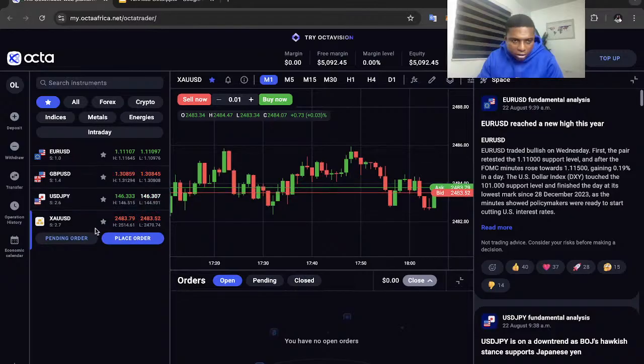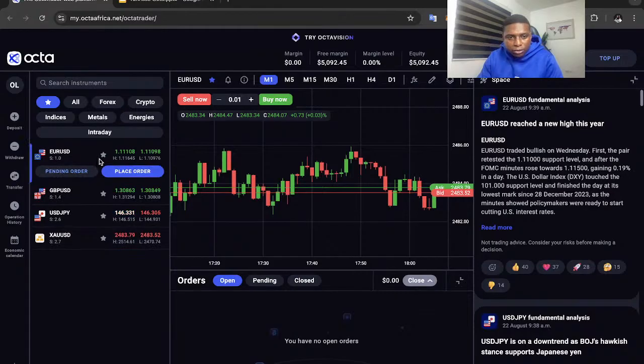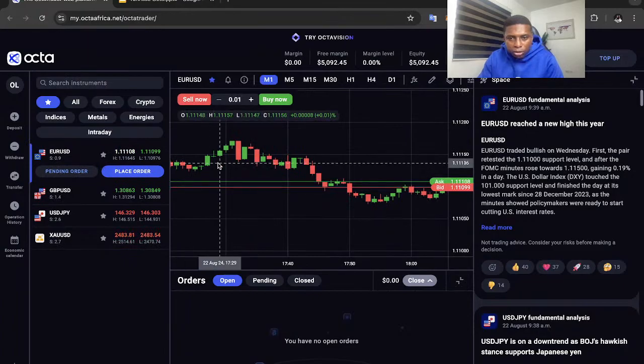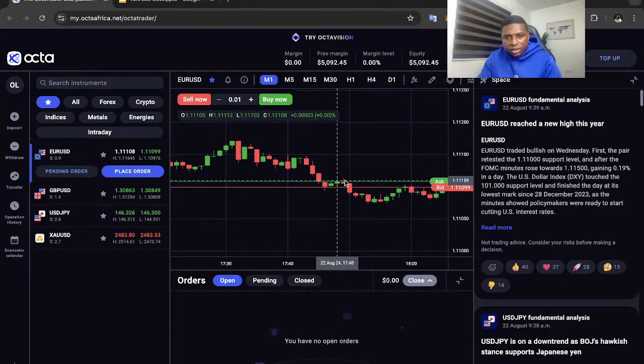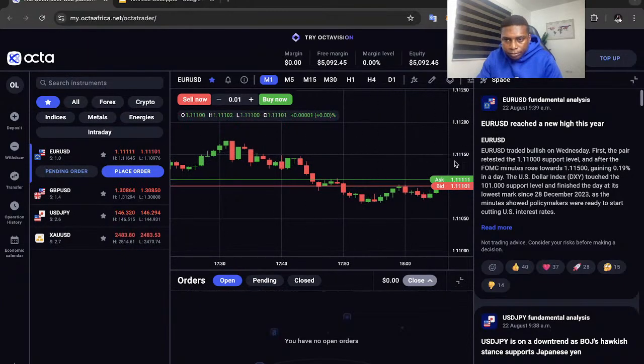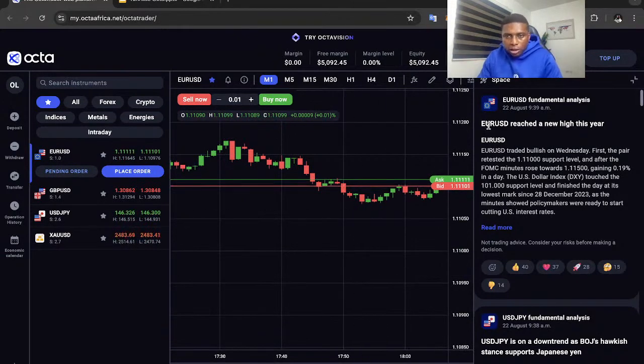All right, starting with EURUSD. Here we go. On the right-hand side we have a space where you can see updates on fundamentals, updates on each of these currency pairs.